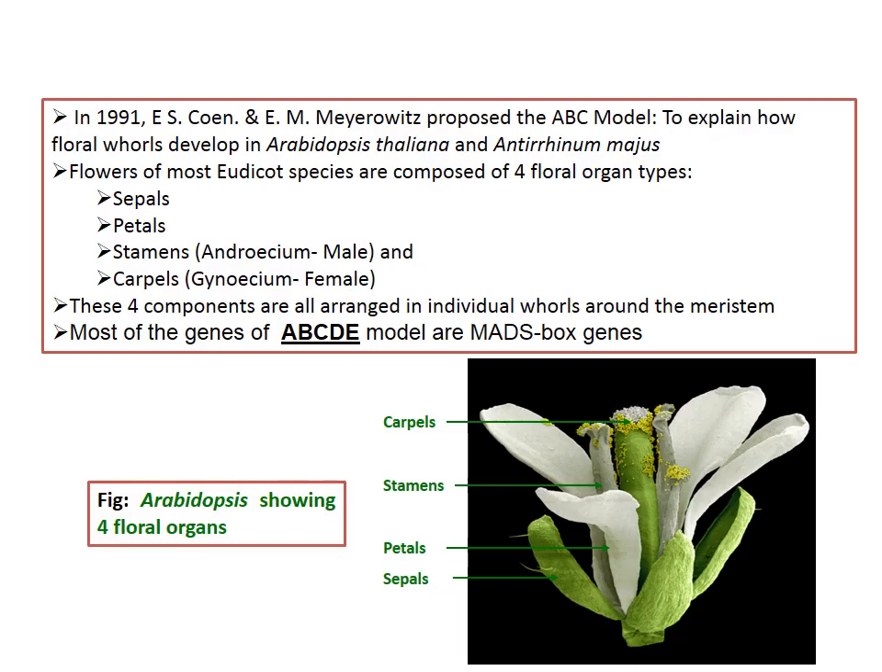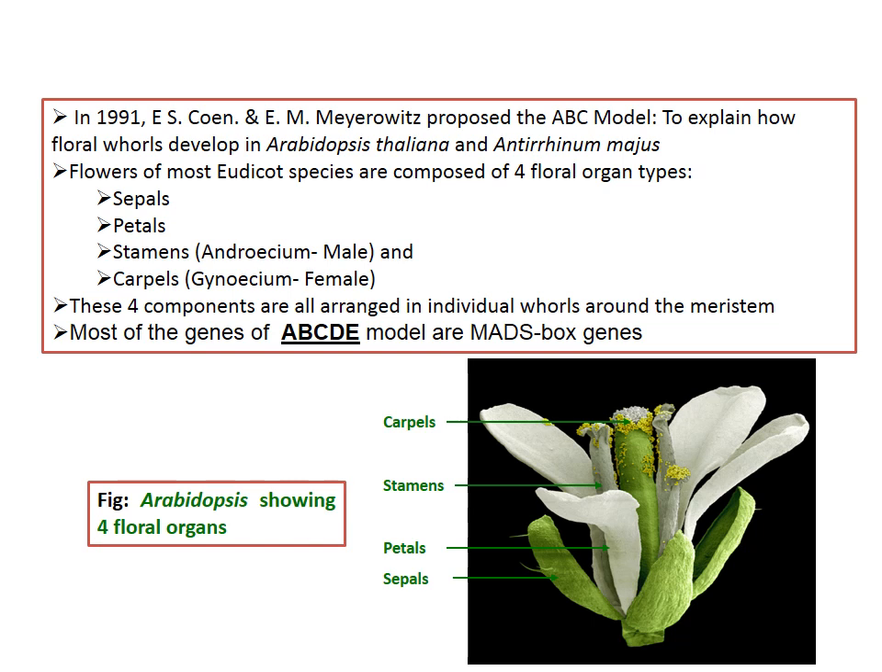In 1991, Coen and Meyerowitz proposed the ABC model to explain how flower whorls develop in Arabidopsis thaliana and Antirrhinum majus. Flowers of most eudicot species are composed of 4 floral organs, which are sepals, petals, stamens and carpels. Carpels are the gynoecium, that is the female part, and stamens are the androecium, that's the male part. These 4 components are all arranged in individual whorls around the meristem.